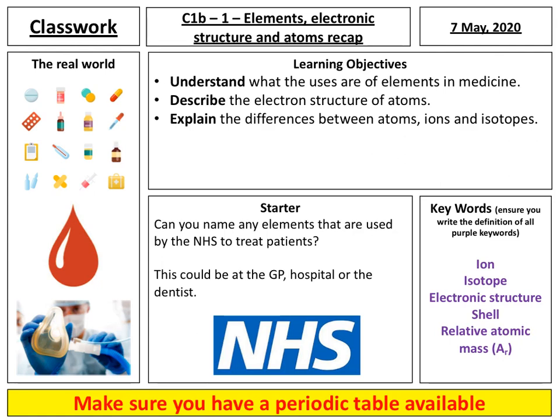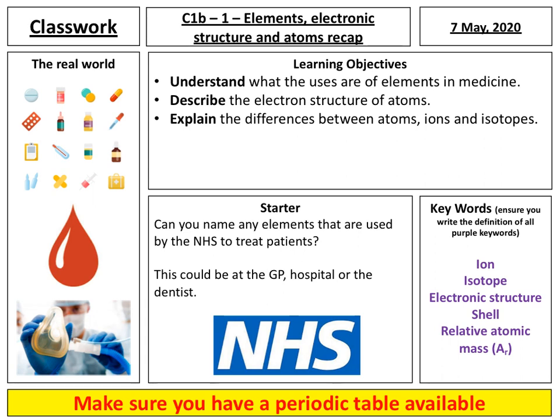Right, let's get going then with our next topic. So C1b, this is a topic all about the periodic table. So this first lesson today, we're going to look at elements, their electronic structure, and atoms in general. So do a bit of a recap over all the stuff that was in C1a.